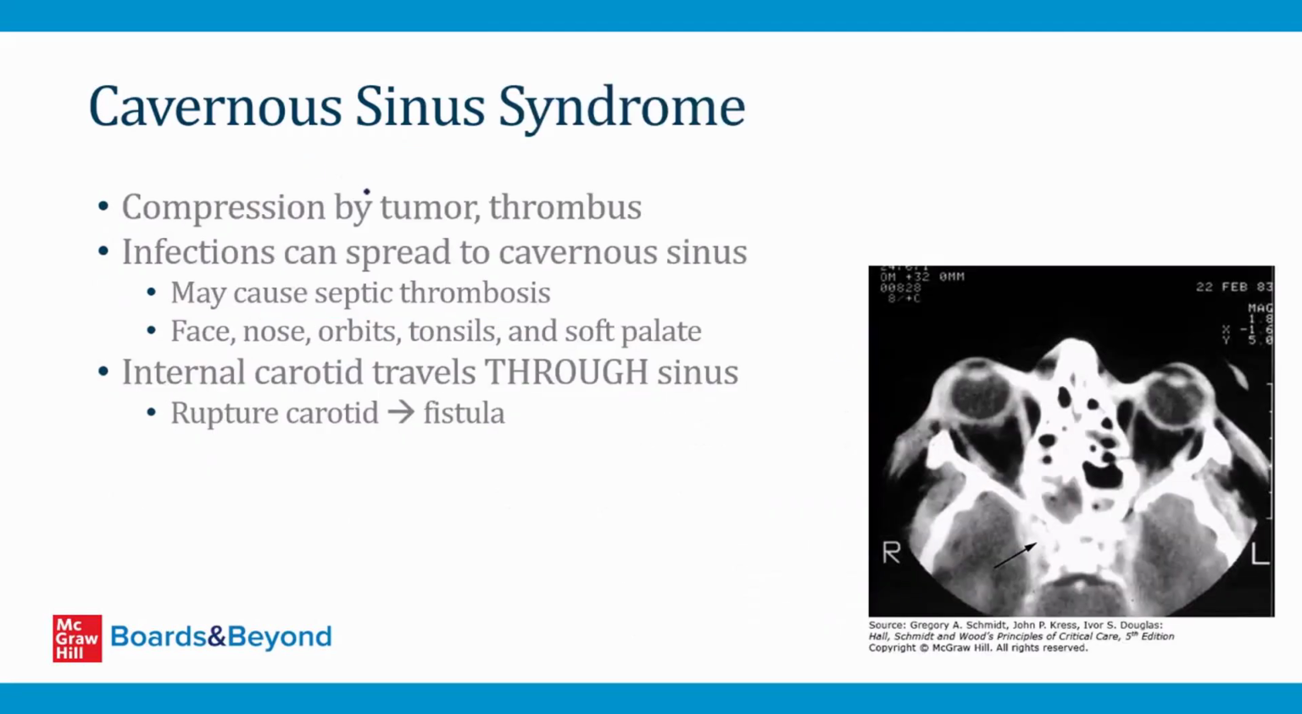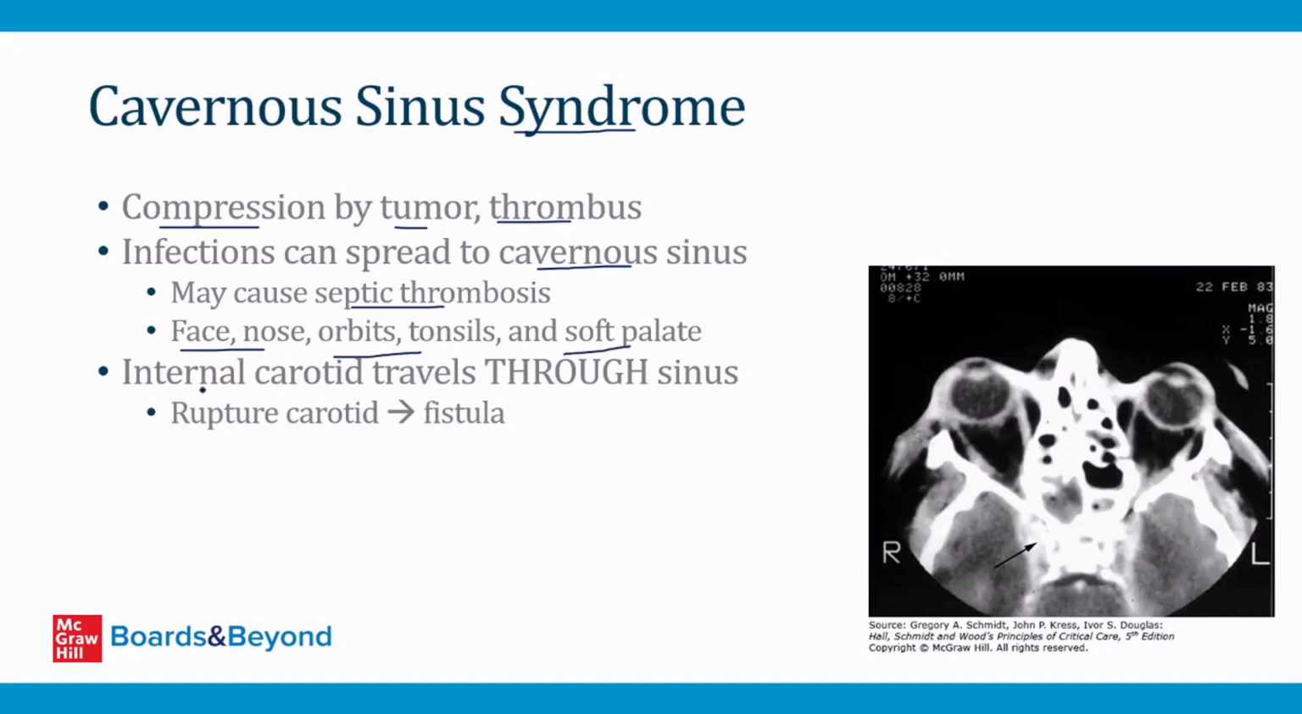So because all these structures travel within the cavernous sinus, there's a clinical syndrome that can occur if you have obstruction within the sinus. This could happen if there's compression of the cavernous sinus by a tumor or a thrombus. You can also see infections that spread to the cavernous sinus. Sometimes they cause septic thrombosis, so the infection leads to a thrombosis of those veins. These infections can come from a lot of places near the cavernous sinus, places like the face or nose or the orbits or tonsils or the soft palate.